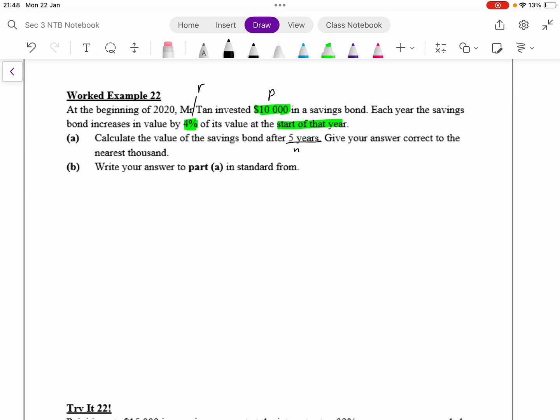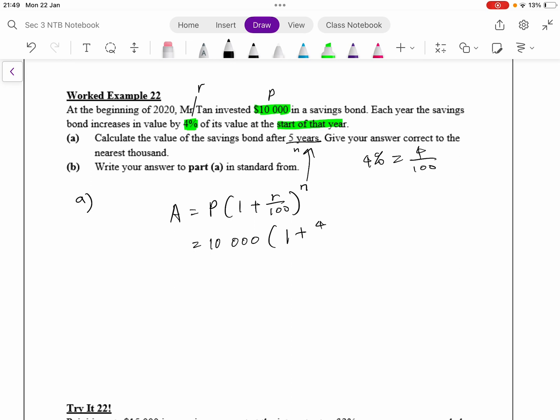It means that we use our formula, A equals P, bracket 1 plus R over 100, close bracket, to the power N. Our N is 5 years, our P is 10,000, so we just replace the alphabets with the numbers. 10,000, 1 plus R is 4%. Remember 4% is your percentage, we can write it as 4 over 100, and 5 years.